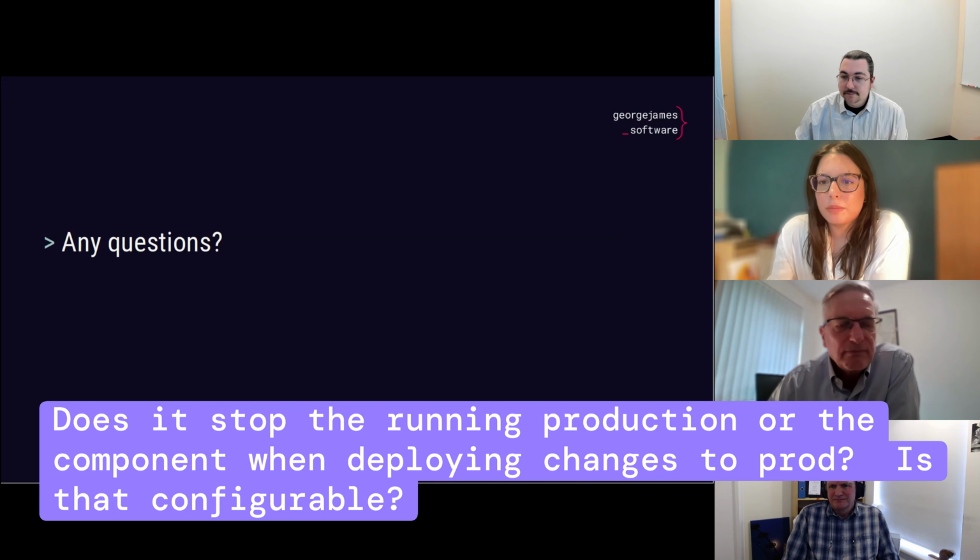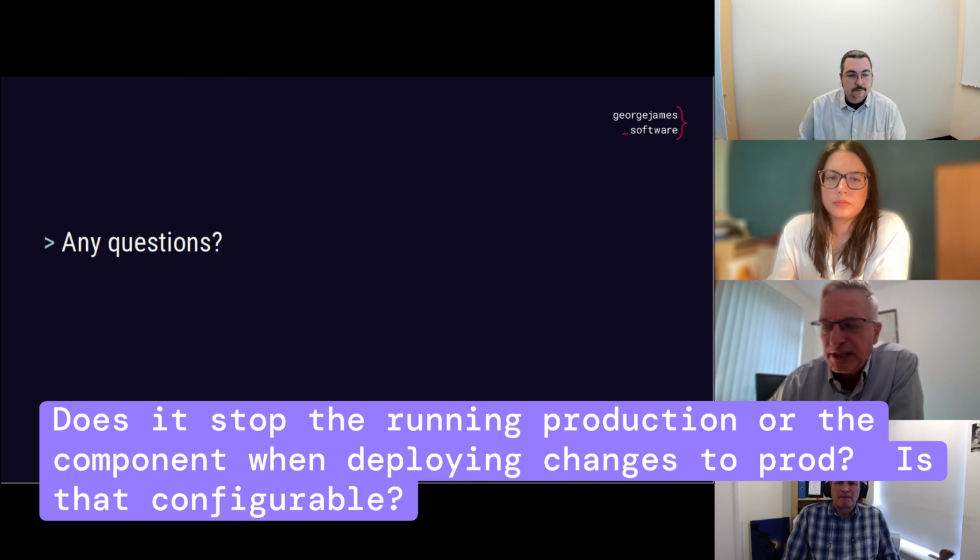Does it stop the running production or the component when deploying changes to prod? Is that configurable? It uses the standard production deploy mechanism. So it creates a deploy package, which is then deployed by the production. So I think that internally it will stop the services that it needs to stop in order to deploy the items.